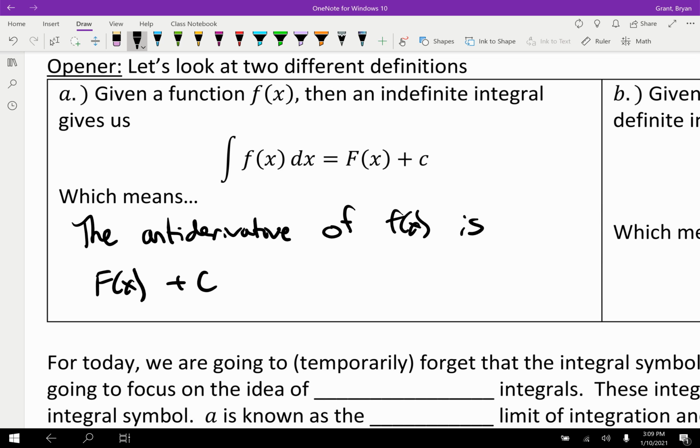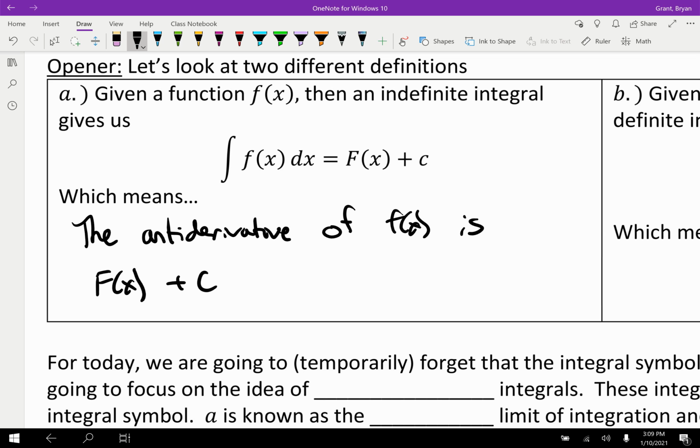And so far, all we've said is that this is just a way to go backwards from what we did last semester. But don't forget that derivatives weren't just meaningless. It wasn't just here's some rules to take a derivative. Derivatives actually told us something about a graph. So what do antiderivatives tell us?